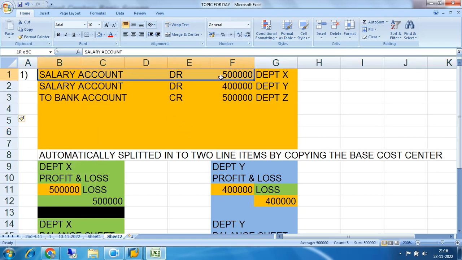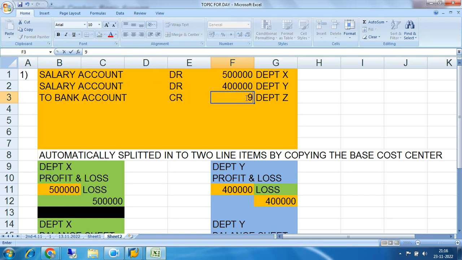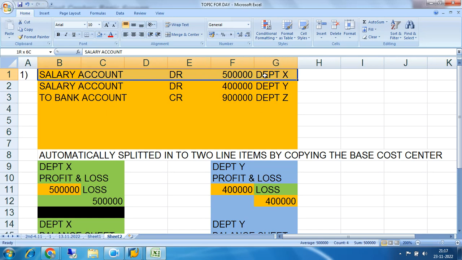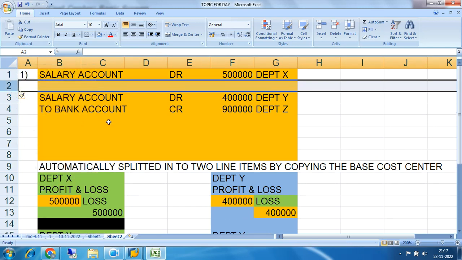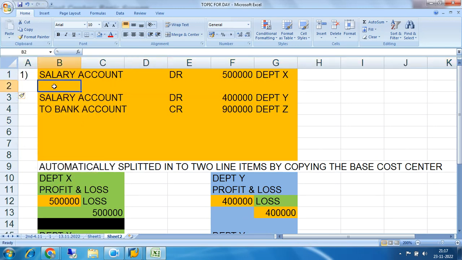See, this is the salary account, department X. It is posted to department X, isn't it? Sorry, this is 9 lakhs. So 9 lakhs is paid from department Z. So whenever the salary account is paid for department X, but the bank is used from department Z, in this case there is a line item that will be inserted here as, say, to bank account.